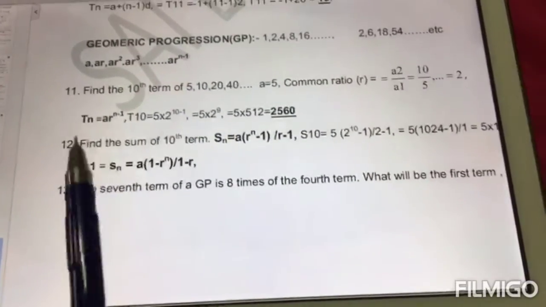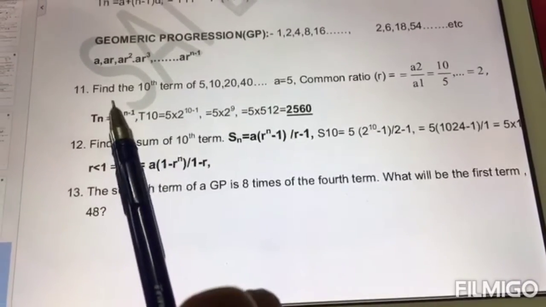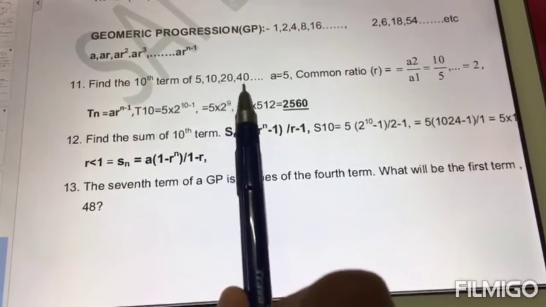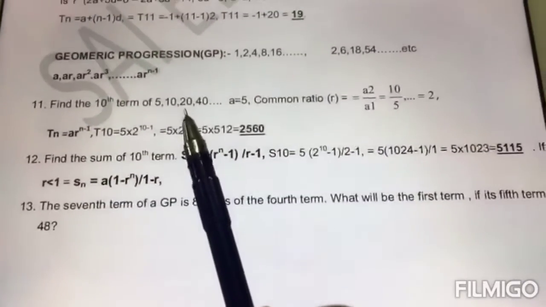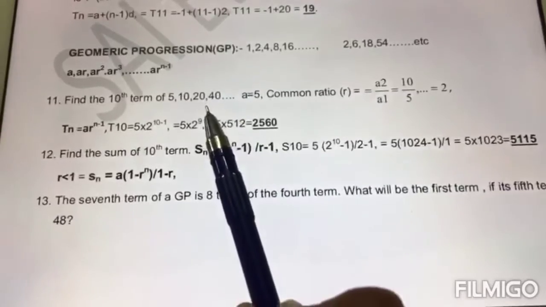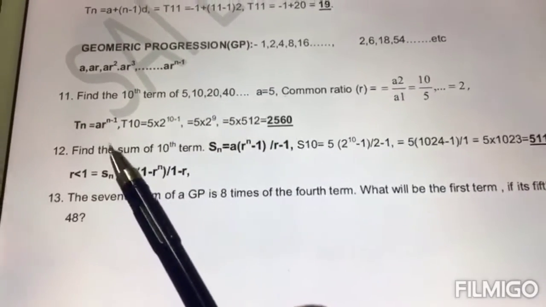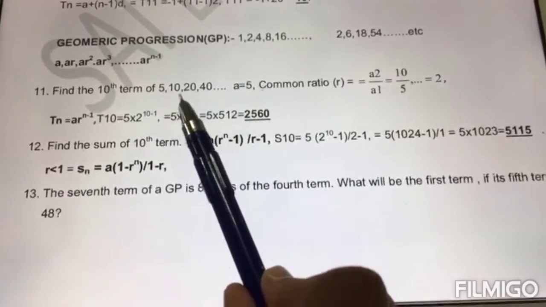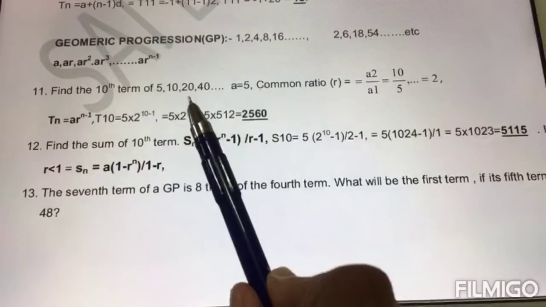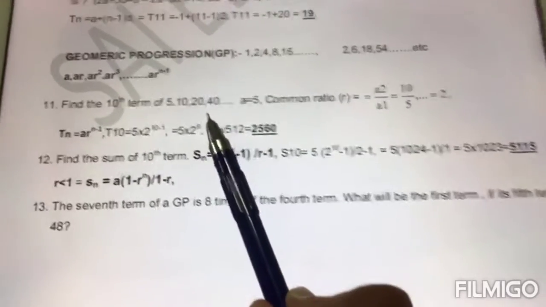Like arithmetic progression, there are formulae for calculating, say, the 10th term of this geometric progression. First of all, whenever you're given a sequence, identify whether it is arithmetic or geometric progression, because depending on that, you'll have to choose which formula to use. So see if it is arithmetic progression. 10 minus 5 is 5. 20 minus 10 is 10. 40 minus 20 is 20. So it is not arithmetic progression.